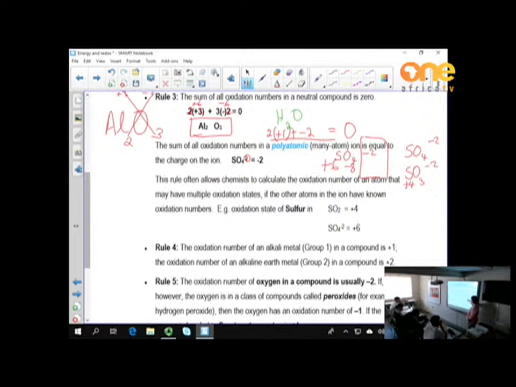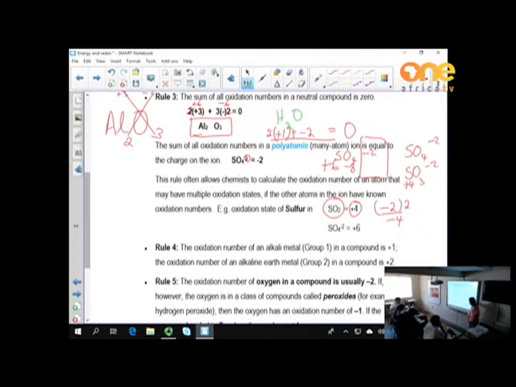In sulfur dioxide, the gas, what's the oxidation state of the sulfur? We have SO2, so oxygen is -2 and there are 2 of them, so it must be -4, because this thing overall has no charge. Oxygen is -4, so sulfur then has to be +4. Are you following me?